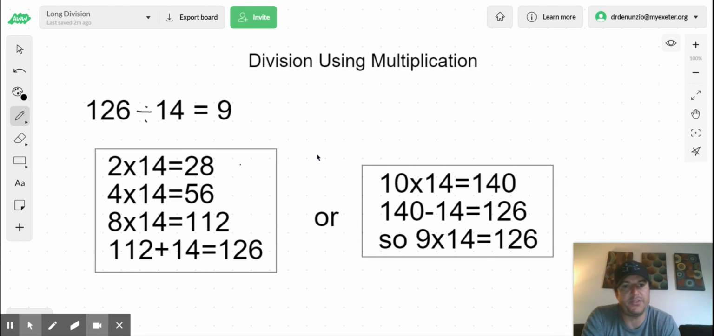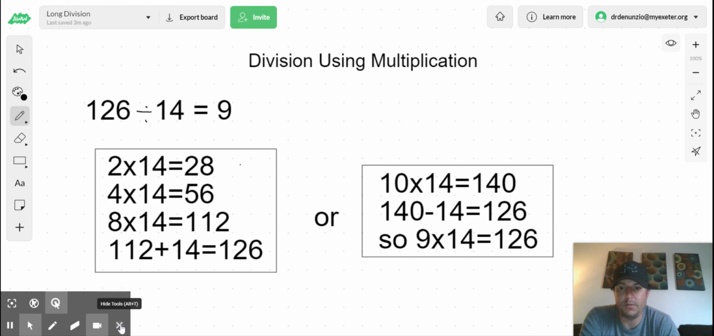When I'm using multiplication, a way that I like to do it is the second way that I showed you here, and that is using a landmark number like 10, for instance, since our number system is based on a base 10 system. So you could do 10 times 14, and that's 140, but that's too many. So then we say, all right, let's take away a group of 14 from that. 140 minus 14 is 126. So therefore, 9 times 14 is 126.